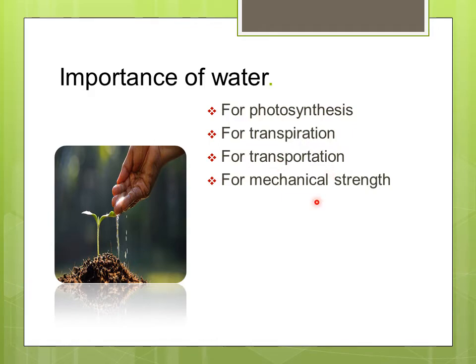Now the fourth one is that it provides mechanical strength. It helps to maintain the turgidity that makes the plant's tissues stiff and gives them strength. So to maintain the turgidity of the plant and the plant tissues, that stiffness is obtained from water. So the four main things for which water is important are photosynthesis, transpiration, transportation and mechanical strength. These we are all discussing in relation to the plant body. So let us move on to the next one.